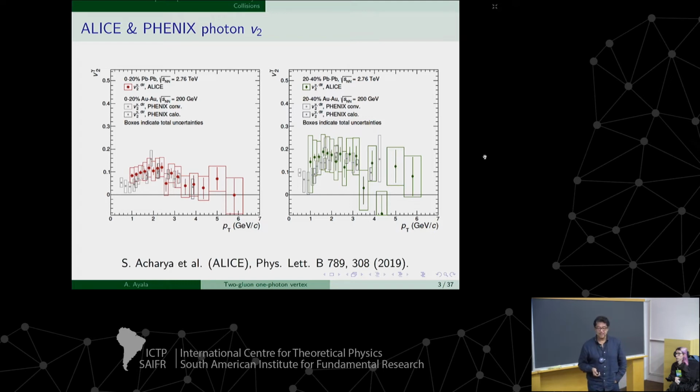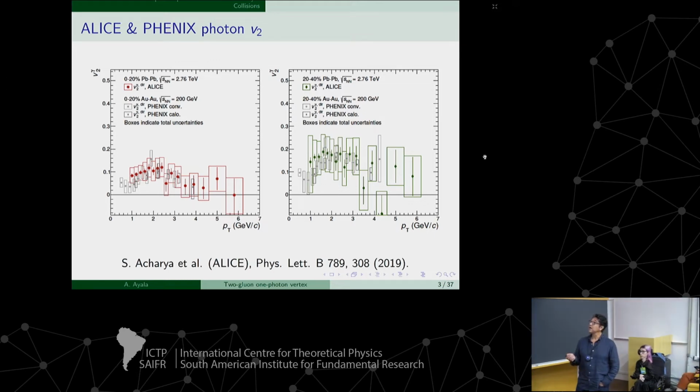All right, so let's start with the facts. The facts are that the ALICE measurements, together with the PHENIX measurements shown in this graph, give us a clear indication that the V2 of direct photons is, as a matter of fact, non-negligible. So both experiments, ALICE and PHENIX, so let me just tell you what this is showing.